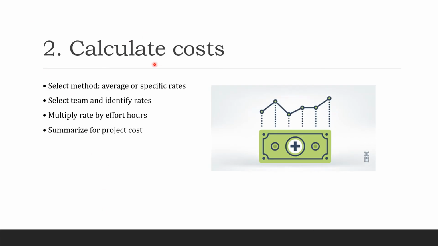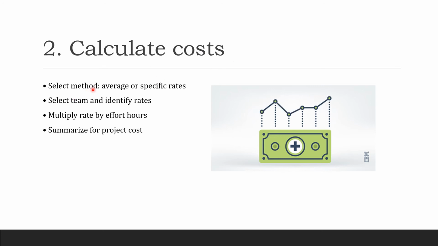Okay, next one we're coming into calculate cost. So first what we do is we're gonna select the method, so average or specific rates, and then we're gonna select the team, and then we're gonna identify rates. Then we're gonna multiply rate by effort hours, and then we're gonna summarize for project cost. So that's what we do to calculate cost.